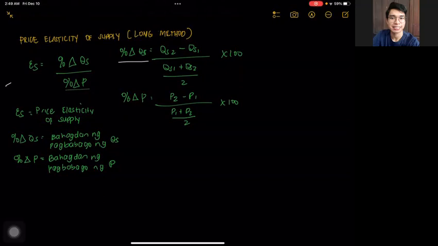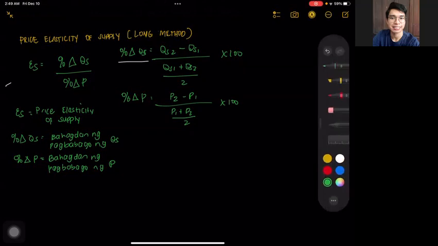So para makuha natin yung elasticity of supply using the long method, we need to get the percentage change of quantity supplied o bahagdan ng pagbabago ng QS divided by the percentage change of price o bahagdan ng pagbabago ng P. So yung ES stands for elasticity of supply. So percent triangle QS, yung triangle kasi na-represent yung change. So percent change QS is bahagdan ng pagbabago ng QS and percentage change of price.